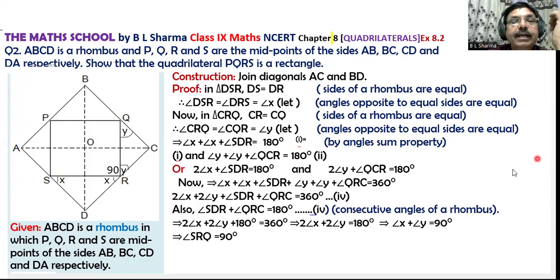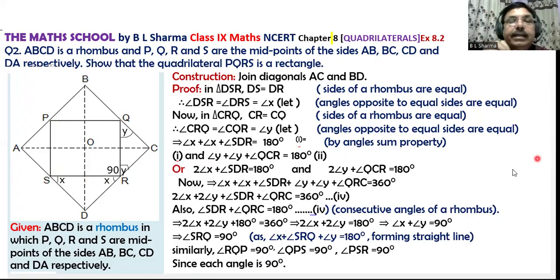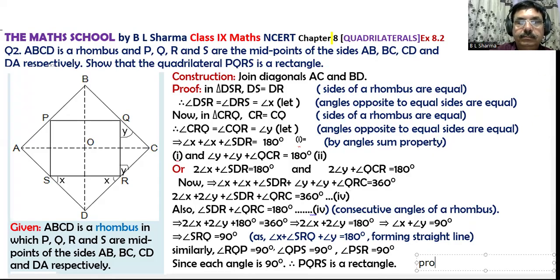This angle is 90 degrees. So सिमिलरली ऑल एंगल्स विल बी 90 डिग्री, और किसी भी क्वाड्रिलेटरल में सारे एंगल 90 डिग्री हो जाते हैं तो दैट क्वाड्रिलेटरल बिकम्स ए rectangle. That is why PQRS is a rectangle and it is proved. Proved. That's all for this question.